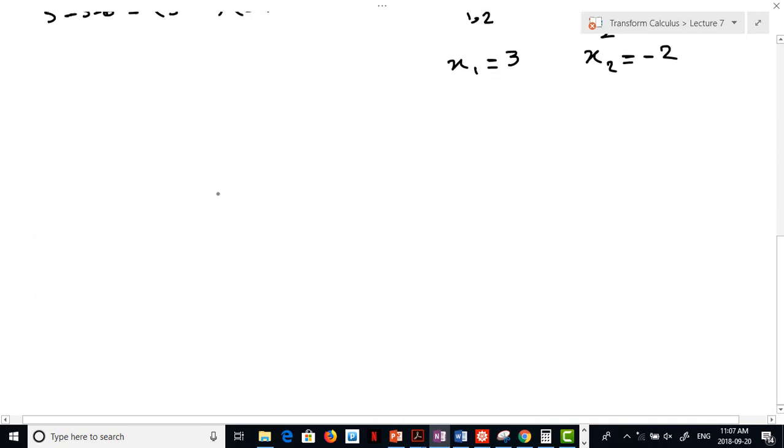So the second step in the solution, we have to look at the table, so we have to pick up partial fraction terms.